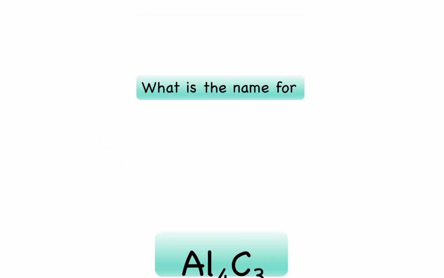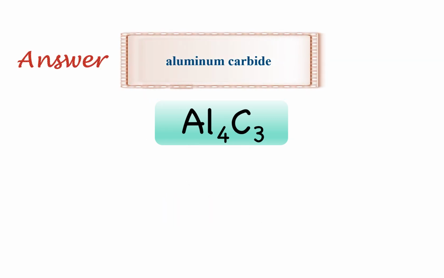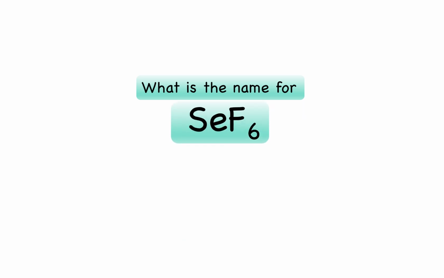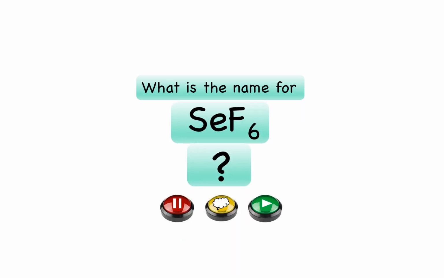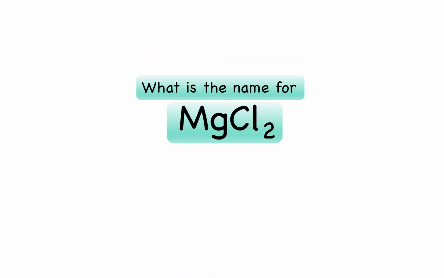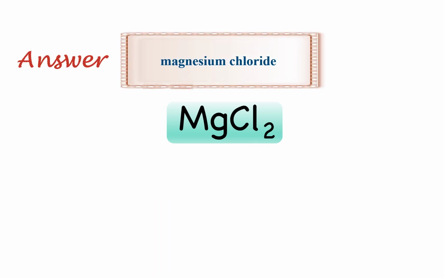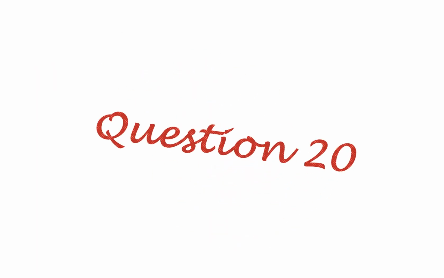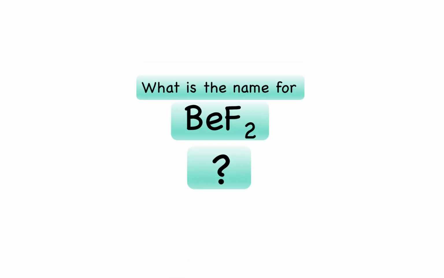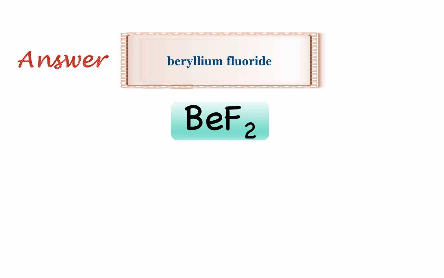Question 17. What is the name for Al4C3? Answer: aluminum carbide. Question 18. What is the name for SeF6? Answer: selenium hexafluoride. Question 19. What is the name for MgCl2? Answer: magnesium chloride. Question 20. What is the name for BeF2? Answer: beryllium fluoride.